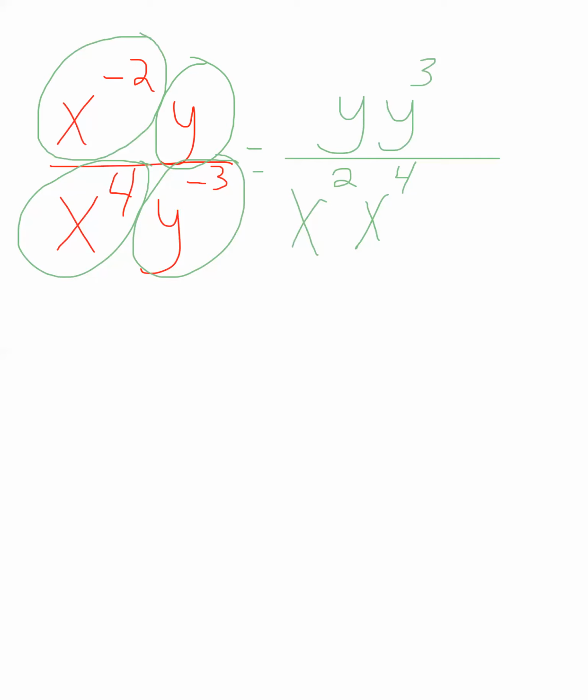And now all I have to do is simplify these. So y times y to the 3rd in my numerator gets me y to the 4th. And then downstairs, x squared times x to the 4th is now x to the 6th. And I'm done. Okay, so that's sort of the easiest way to handle negative exponents in a fraction. Just move them.